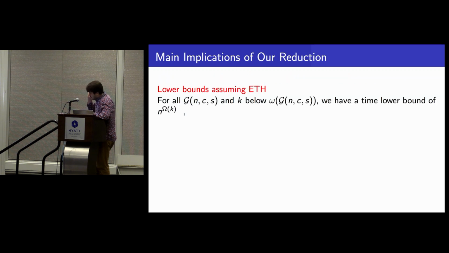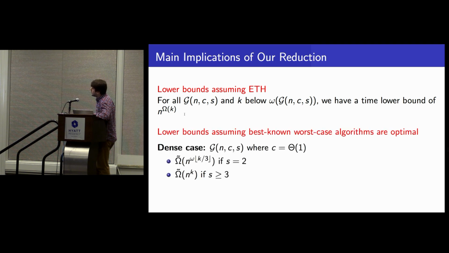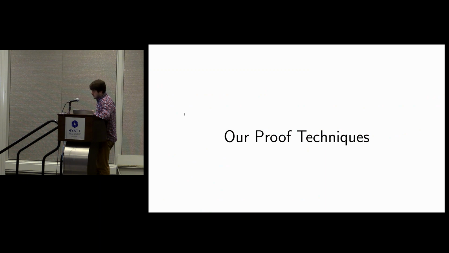Let's just restate the main implications of the reduction. So if we assume the exponential time hypothesis, then essentially we get a n to the omega k running time lower bound for counting cliques on Erdos-Renyi hypergraphs. And if we assume the worst case algorithms are optimal, we get the following running times. Okay, so now let me go over our proof techniques and give a proof sketch for this.